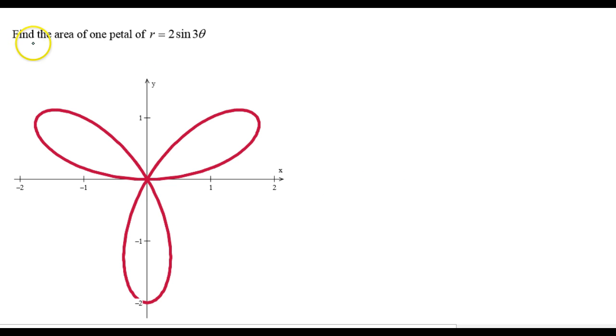All right, let's move on to the second example. We want to find the area of one petal of r equals 2 sine 3 theta.